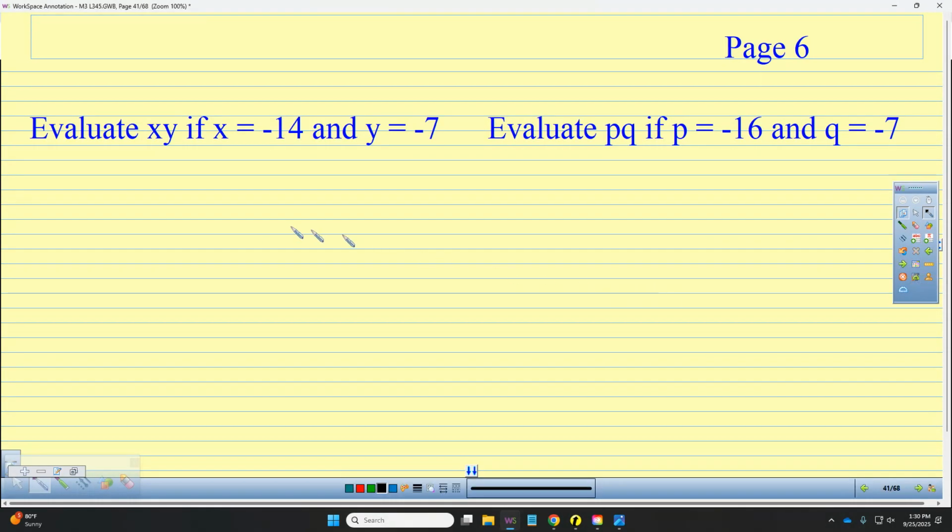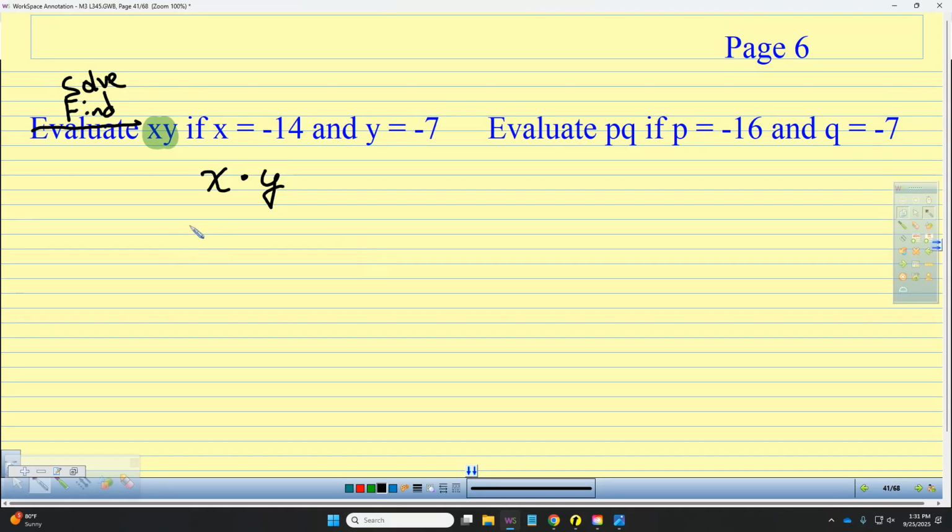Next, we're evaluating. Evaluate is a fancy word for find or solve. So if they ask you to evaluate something, they're asking you to solve or find something. Remember, when you have two letters next to each other, that means multiply. Letters in math are called variables. So we want to remember that. So this is saying x times y.